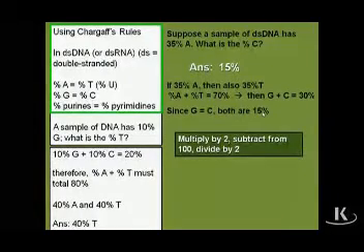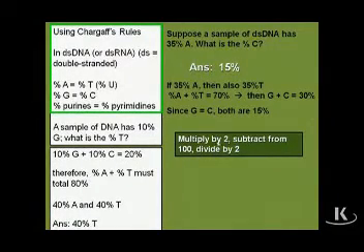If you're the type of person that wants a really good shortcut, and I think shortcuts are great, if you're given one of these Chargaff's rules questions and you're given the percentage composition of one of the nucleotide bases, you simply multiply that by 2 to give you the G's and C's, or A's and T's. You then subtract that percentage from 100, and then you divide that by 2. That would be the easy shortcut for answering one of these questions. You multiply it by 2, you subtract it from 100, and then you simply divide it by 2.